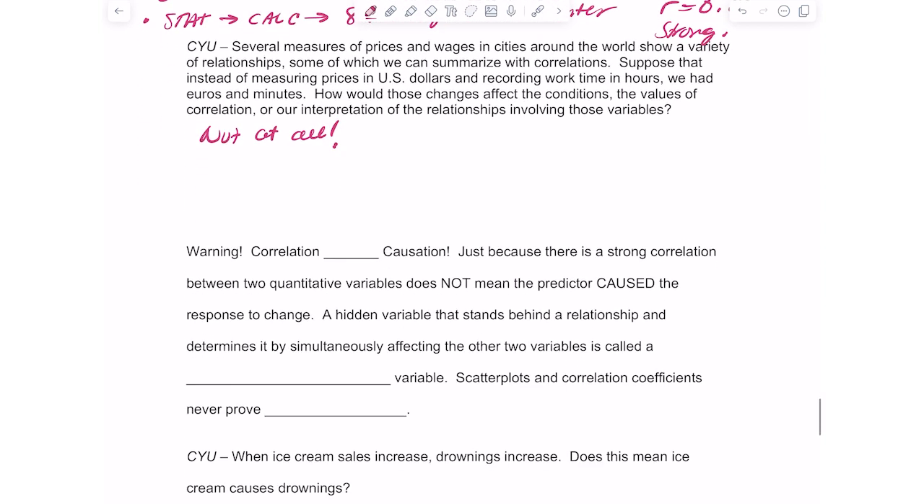Something I want to caution everybody on is, warning, correlation does not equal causation. So just because there's a strong correlation between two quantitative variables does not mean the predictor caused the response to change. Okay, that's very important to remember. A hidden variable that stands behind a relationship and determines it by simultaneously affecting the other two variables is called a lurking variable. Scatterplots and correlation coefficients never prove causation.